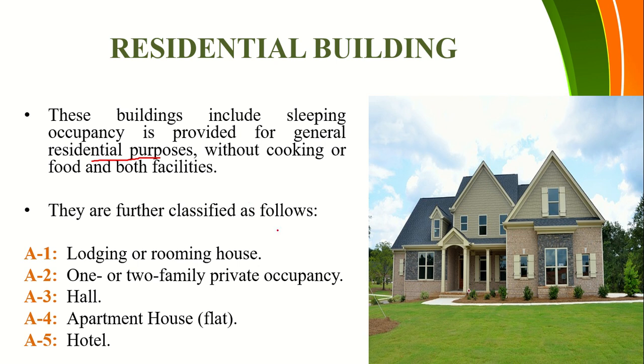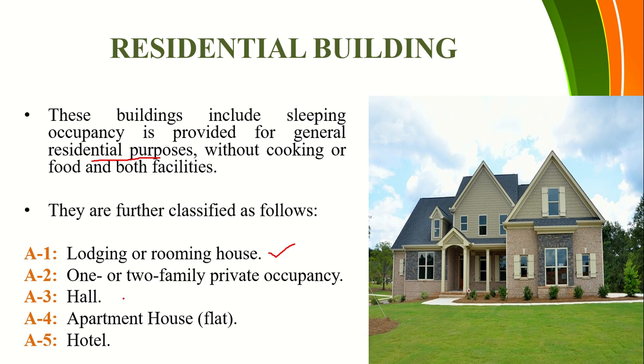Residential buildings are further classified into five subcategories, right from A1 to A5. A1 is all about lodges or rooming houses, like when we take private lodges to stay for 1 day or 2 days, a temporary one. So that comes under A1. A2 is one or two family private occupancies, so you have private houses where one or two families can reside.